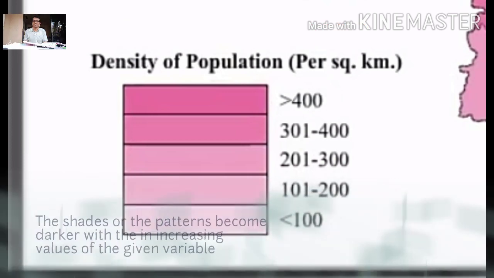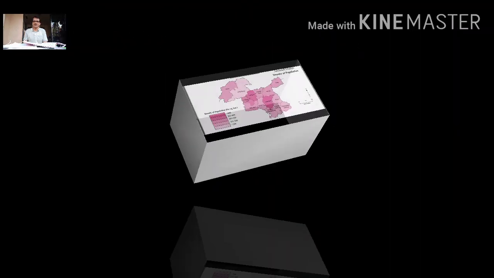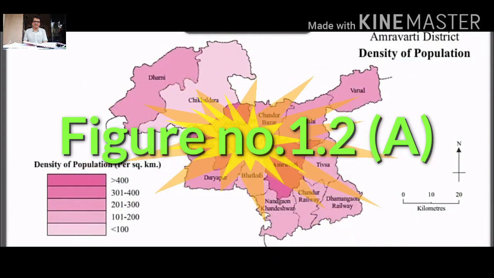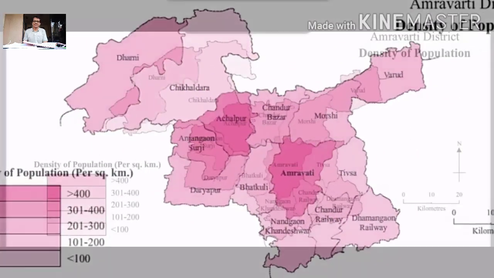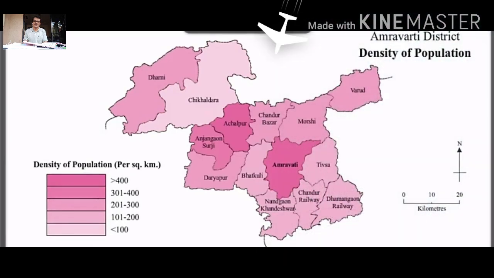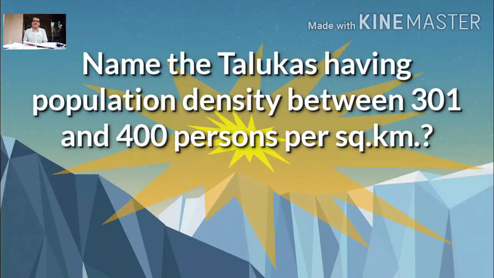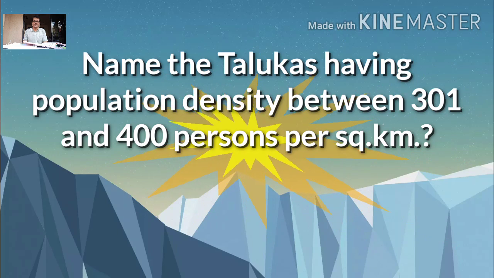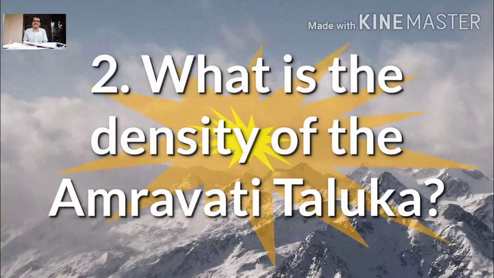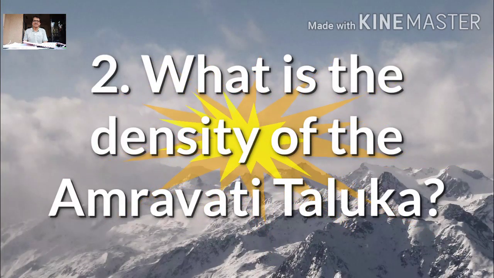Now open your book, page number 2. There is one figure number 1.2a. Observe this figure carefully and answer the following questions. The first one, name the talukas having population density between 301 and 400 persons per square kilometer. Second one, what is the density of Amravati taluka?